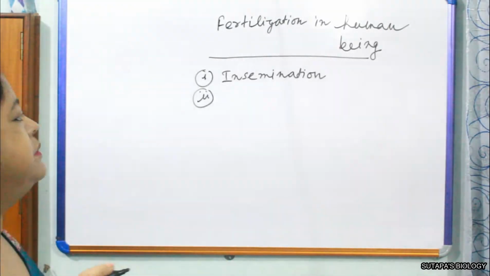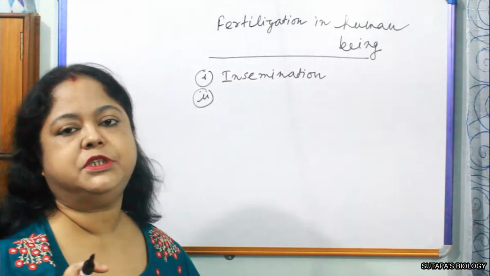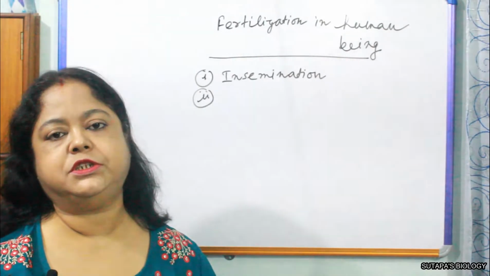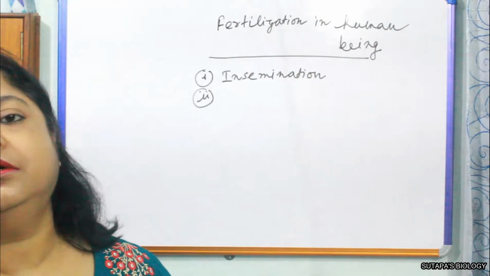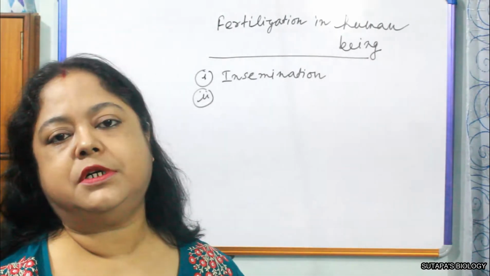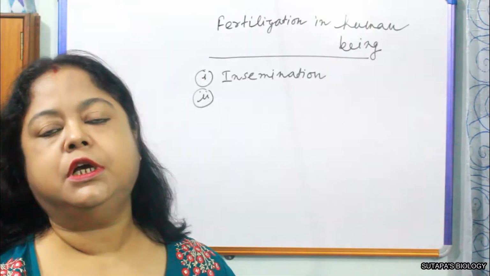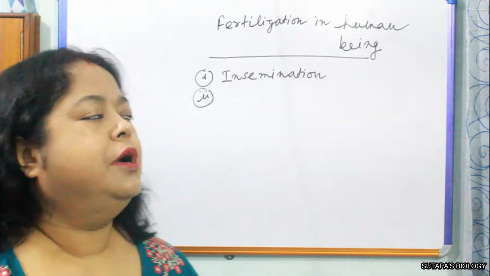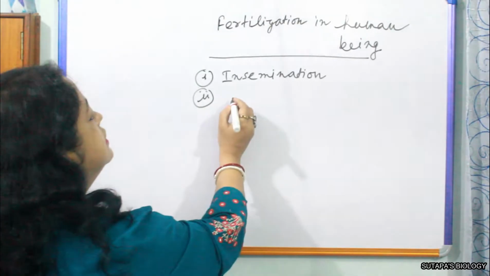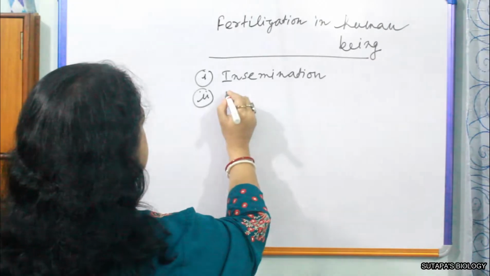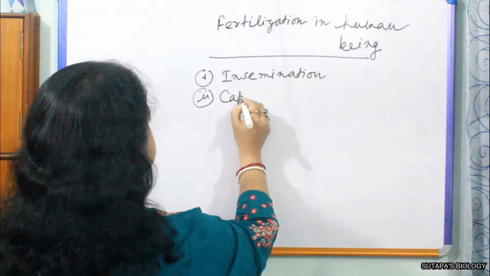Number two, after insemination, that is after copulation, it's not a must that the fertilization will take place, because there are so many ifs and buts, so many terms and conditions by which the fertilization will be successful. So first is insemination, the probable step of the fertilization. Next is capacitation of sperms.